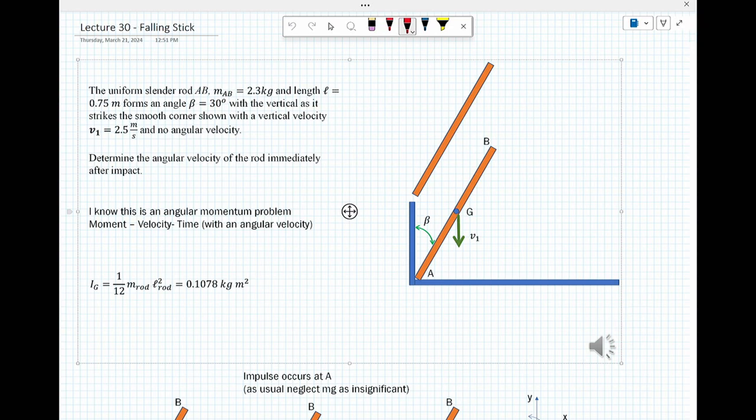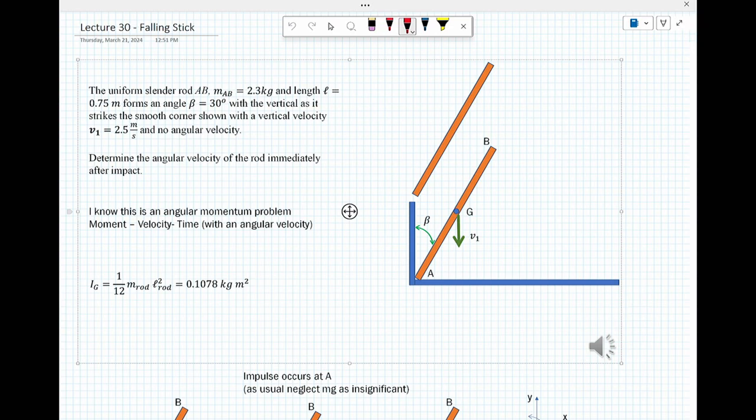I have a uniform slender rod, mass of 2.3 kilos, and length L of 0.75 meter, which forms an angle theta equals 30 degrees with the vertical. And as it strikes the smooth corner shown with a vertical velocity, v1, of 2.5 meters per second, and no angular velocity, determine the angular velocity immediately after impact.